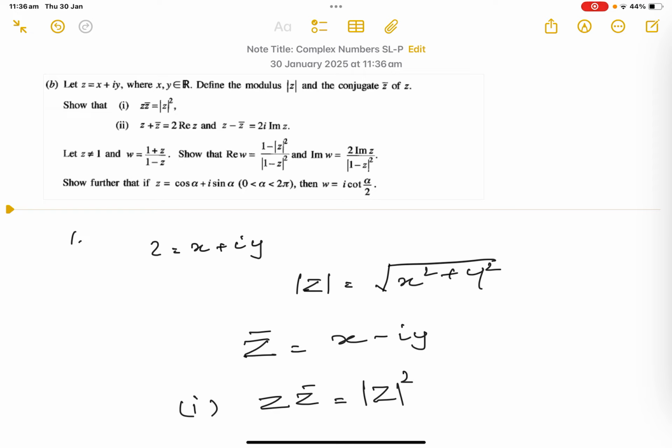Second question: z plus z bar, so z plus its conjugate, equals 2 times the real part of z. And again, z minus z bar equals 2i times the imaginary part of z. Obviously, the i doesn't make any sense, so it is 2 times the imaginary part of z.